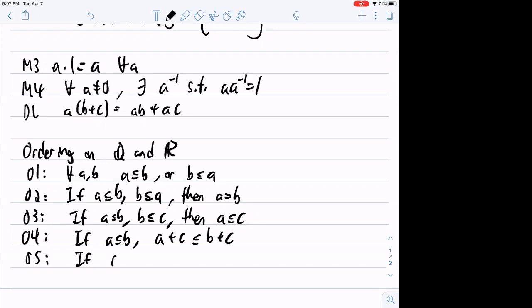And finally, if A is less than or equal to B and 0 is less than or equal to C, then AC is less than or equal to BC. So we need this C being positive condition, right? I mean, hopefully you all know if you multiply by a negative sign, the inequality switches, right? Like if 2 is less than 3, negative 2 is bigger than negative 3.